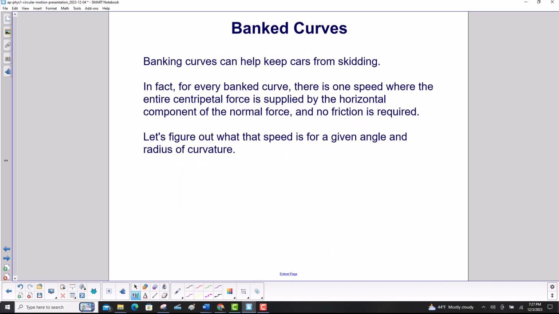Banking curves can help keep cars from skidding. In fact, for every banked curve, there is one speed where the entire centripetal force is supplied by the horizontal component of the normal force, and no friction is required. Let's figure out what that speed is for a given angle and radius of curvature. And if you don't know what this is, we're going to find out on the next slide.